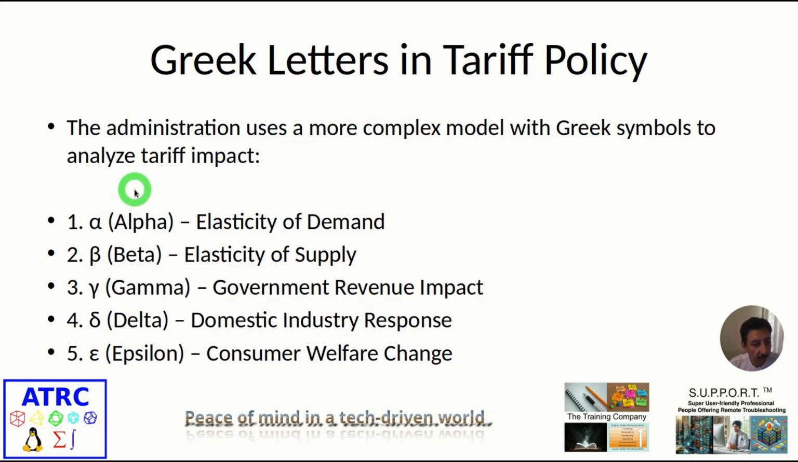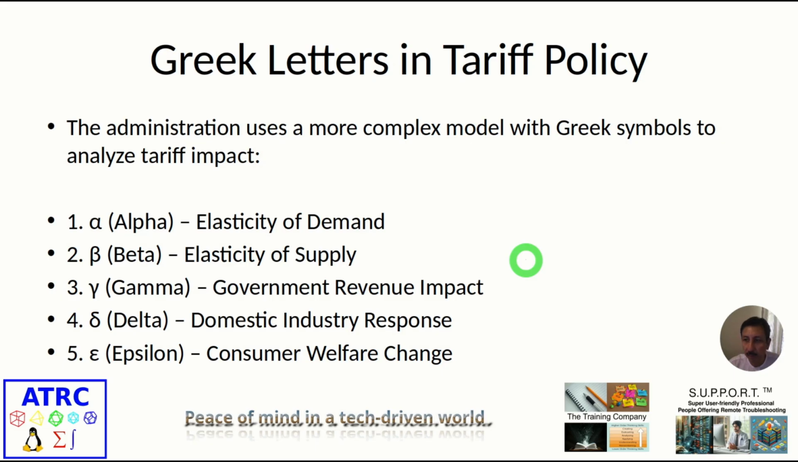Now we come to the current thing that people are talking about, which is the Trump administration tariffs. They have a formula for calculating this whole list of percentages. In the formula, they've got variables like elasticity of demand, elasticity of supply, government revenue, domestic industry response, consumer welfare. Beyond the basic formula, the US administration often uses more complex economic models to assess the tariff impact. These models involve these items which I've mentioned.